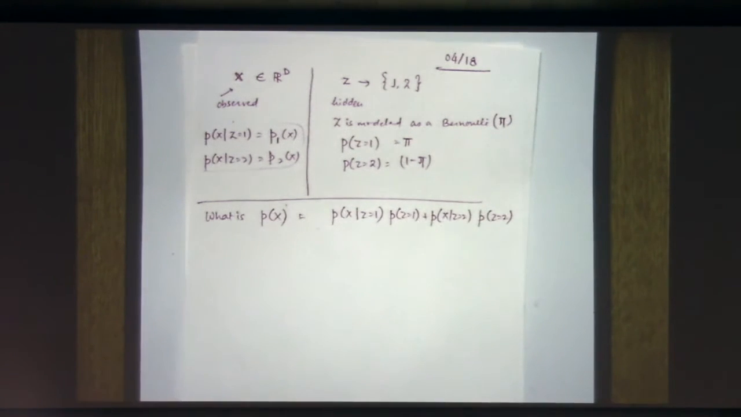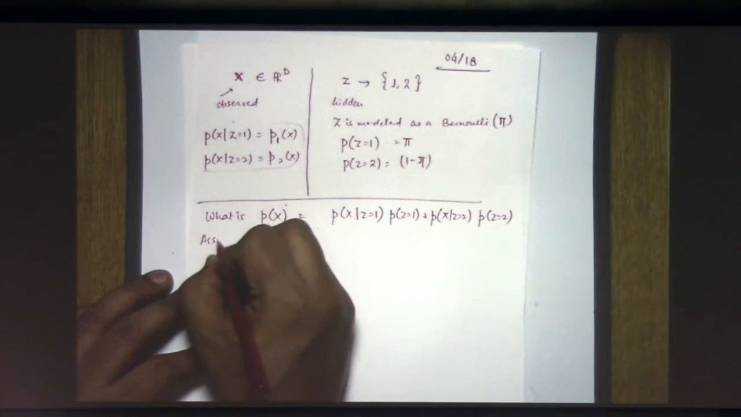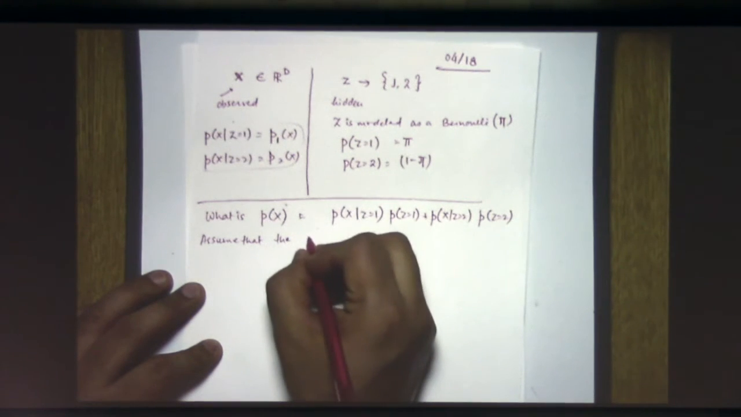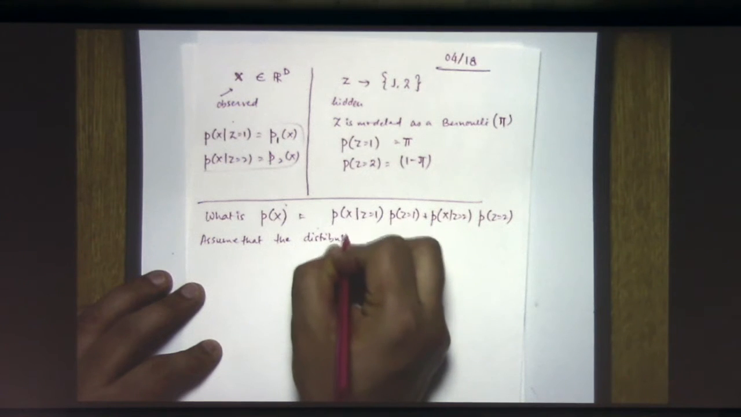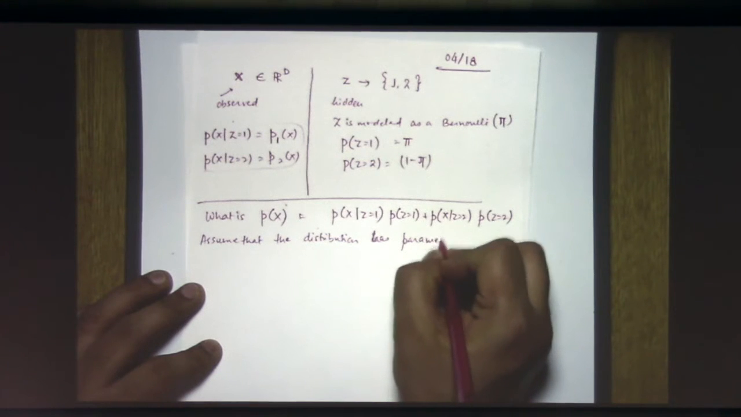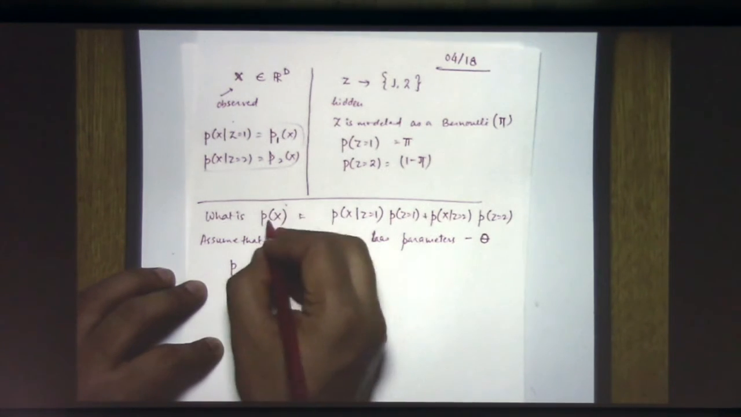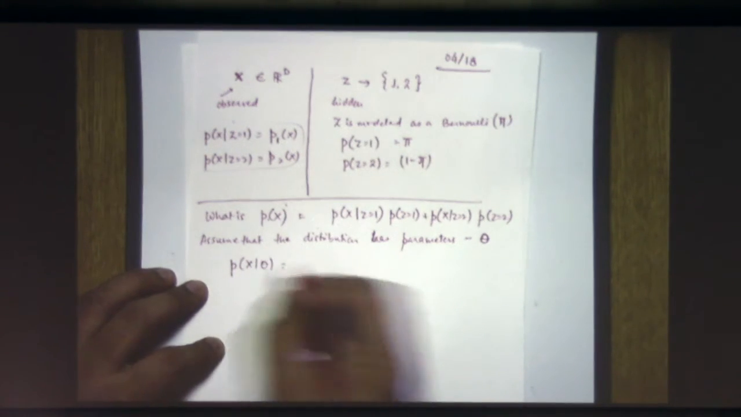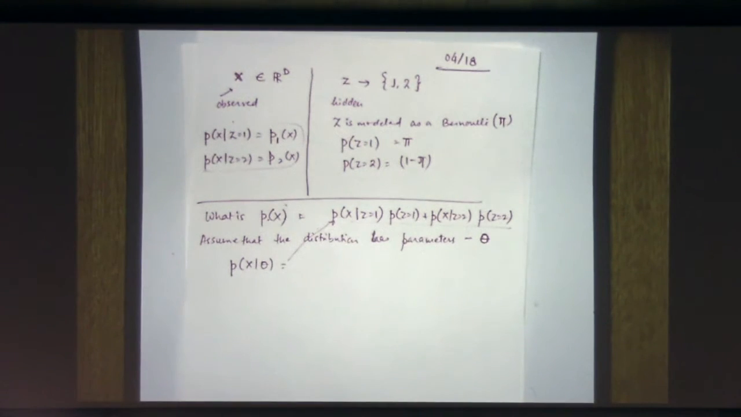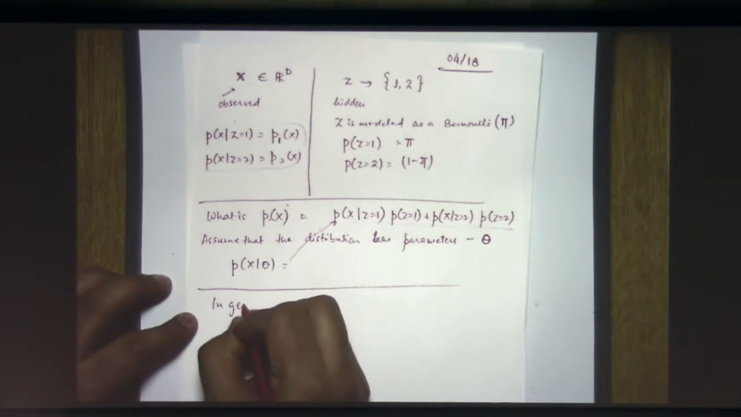So this is p of x. And typically what we will say is that we assume the distribution has some parameters. We don't know what they are, but let us say we are denoting them with a theta. So sometimes we also write this quantity as p of x given theta. So for a given theta, this is going to be my probability of x.